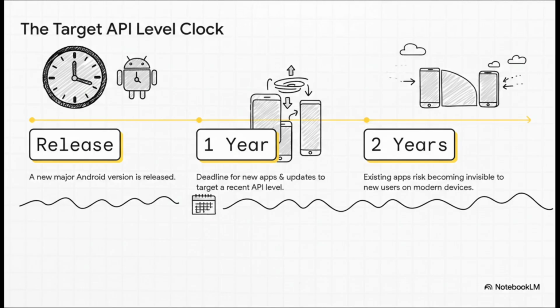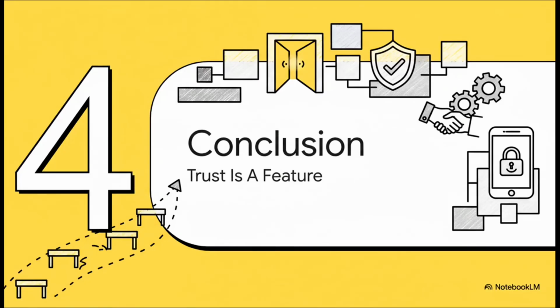But what about older apps that don't get updated? They get 2 years. After that, they'll no longer be available to new users with modern devices. It's this rolling deadline that pushes the whole ecosystem forward. Okay, let's wrap this up.